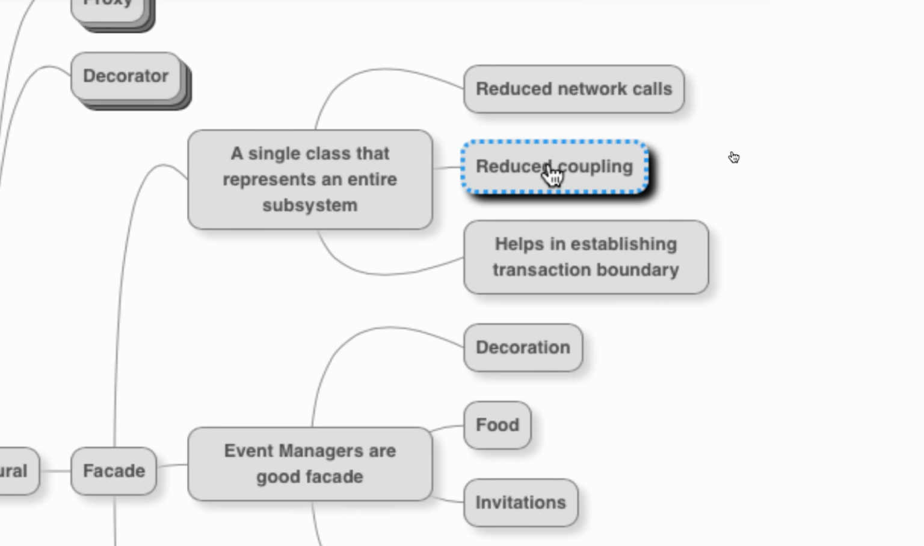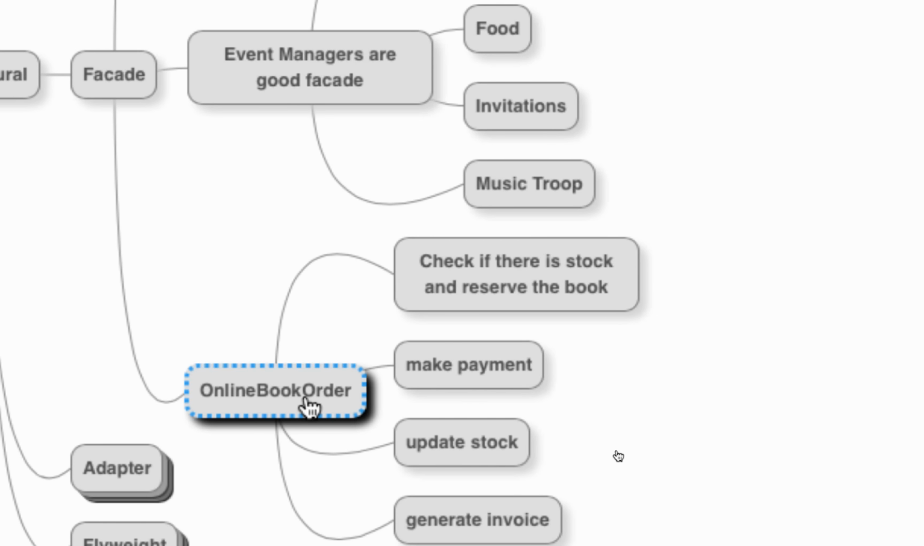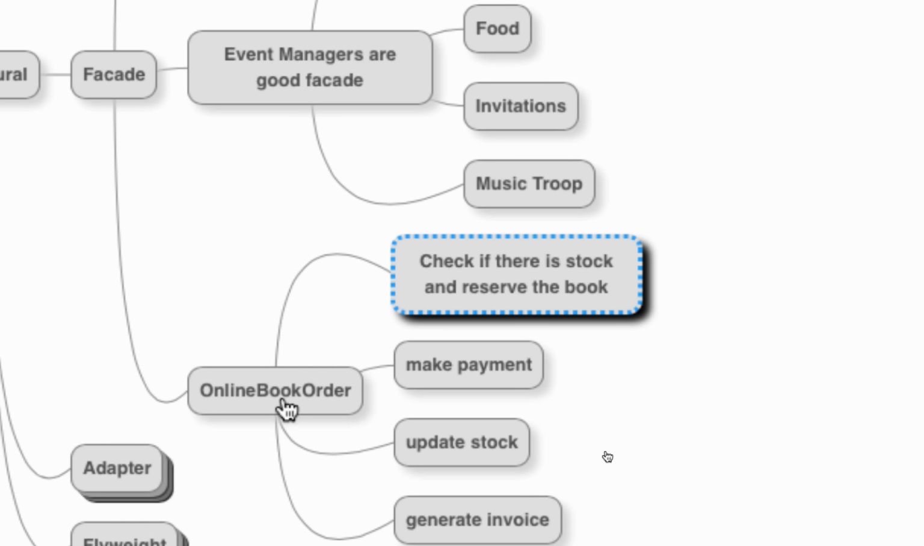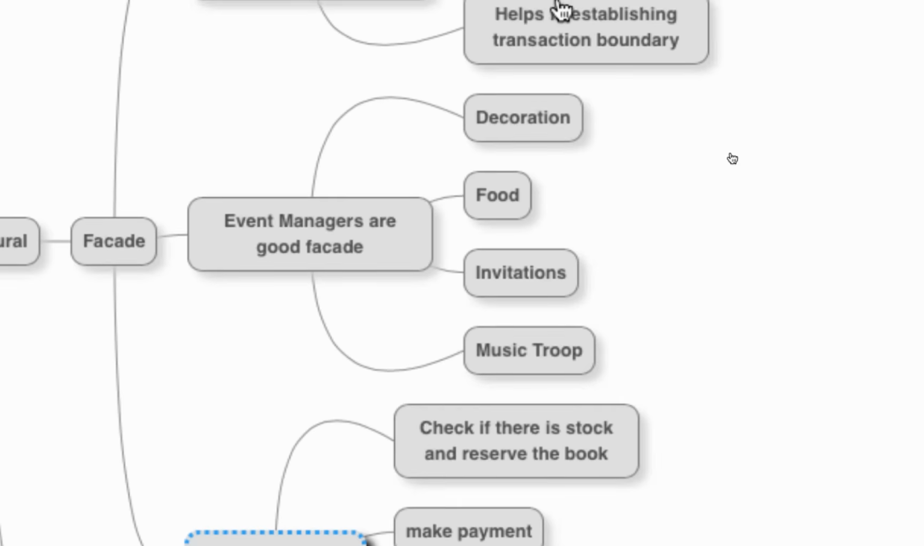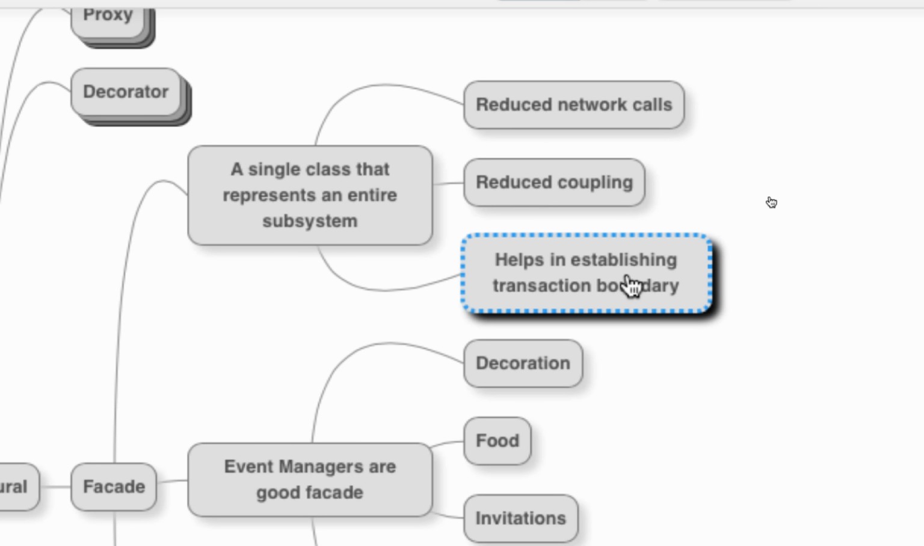The next thing is reduced coupling, because the web layer needs to know only about the facade. It doesn't need to know anything about the subsystems. So these subsystems can be changed without worrying about how it would affect the web layer. The only thing which would need to change would be the facade. So that's one advantage of facade. It reduces the coupling between the web layer and the backend, and also it helps in establishing the transaction boundary.